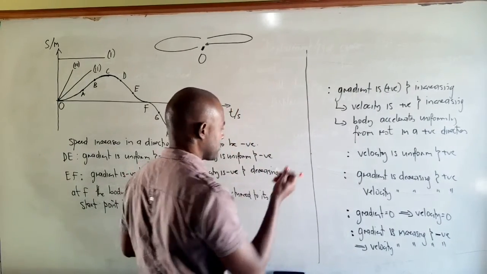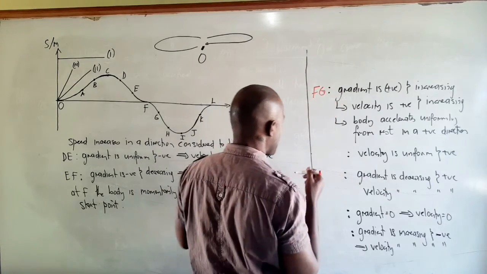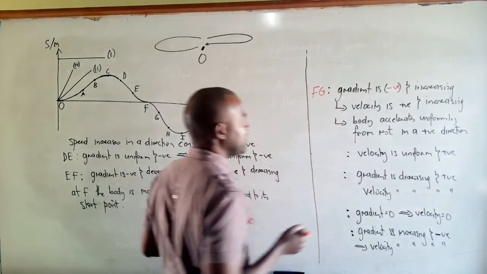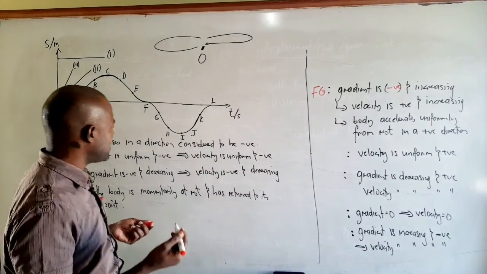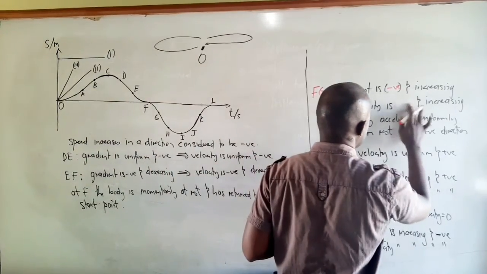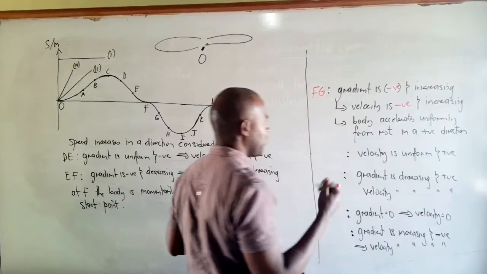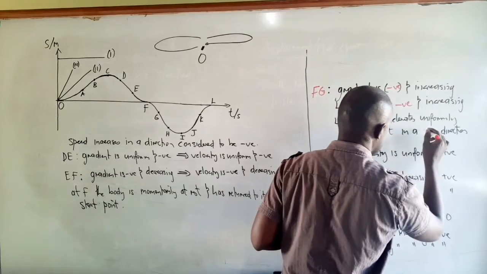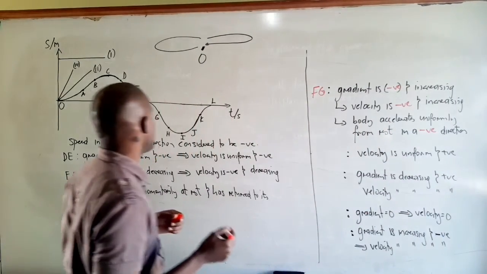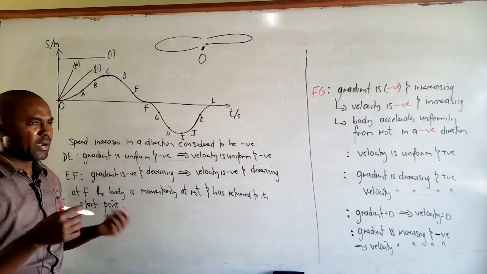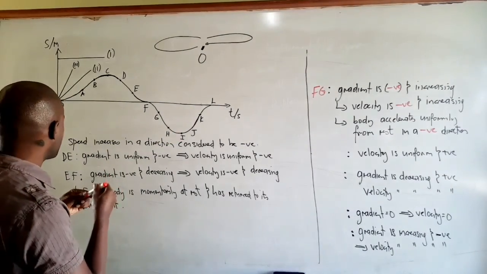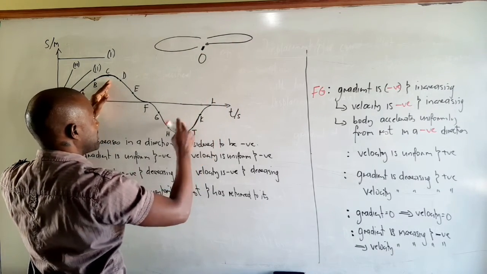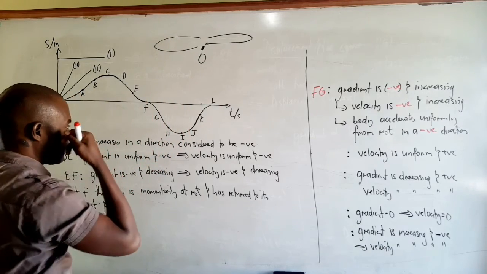So FG, the gradient is negative and increasing, and therefore this means that the velocity is negative and increasing, right? So the body accelerates uniformly from rest in a negative direction. As I mentioned before, the body is now at a particular position relative to the reference point. If for the positive displacement it was to the right of the reference point O, for the negative displacement it is to the left of the reference point O, right?